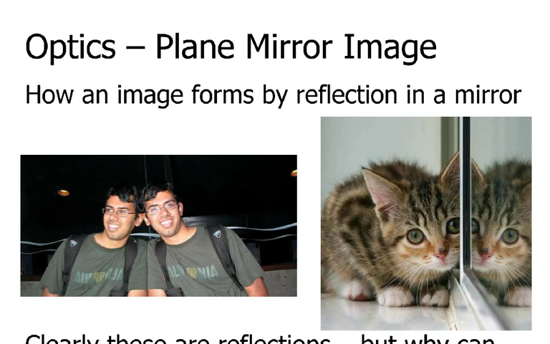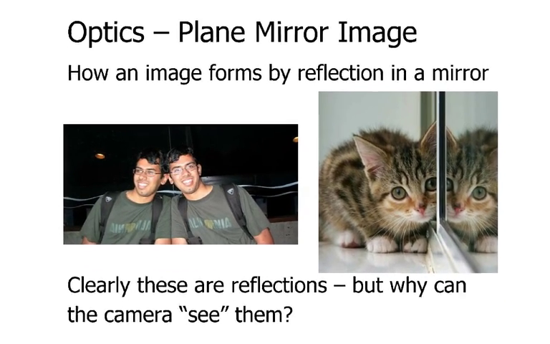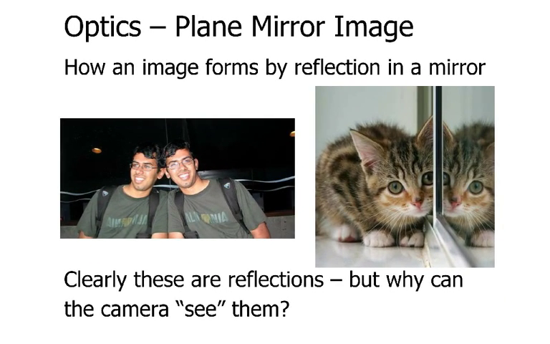Alright, so it's time to start talking about specifics when it comes to light and mirrors and so on. So we're going to talk first about reflection. Future videos will talk about refraction and some other things related to that. But we're going to start with reflection. So you can see a couple of pictures here where reflection is occurring.